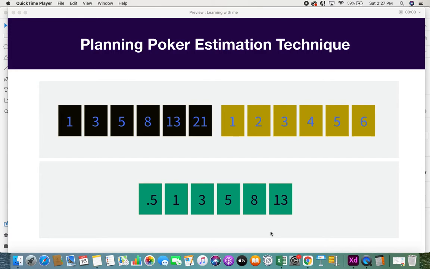Hi everyone, welcome back. In this video, I'm going to give you some information on the next estimation technique, which is the planning poker estimation technique in Agile. This is another very interesting technique that is used by Agile teams for story estimations, and let's look into it.